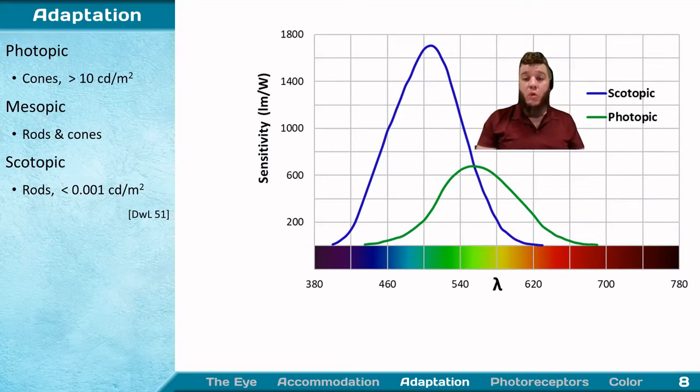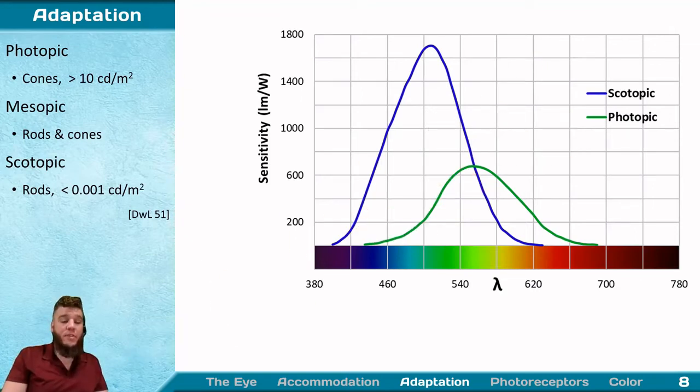Now, more below me in green, you can see the photopic spectral sensitivity curve. And this is actually an average of your three cones. And this is the visual range that you're most familiar with because it's the most common in most architectural settings.